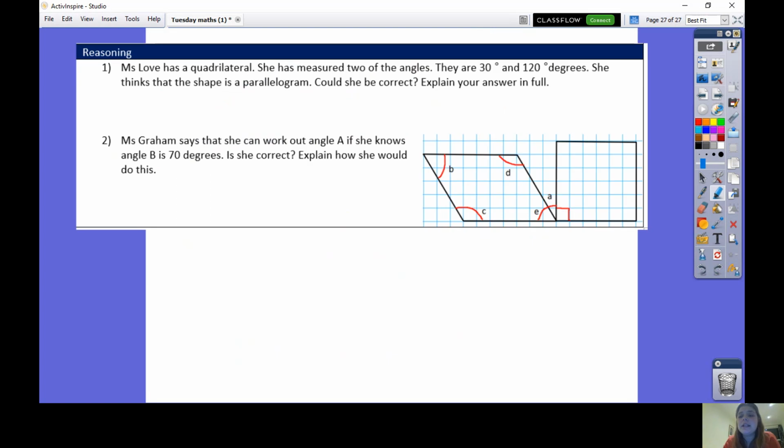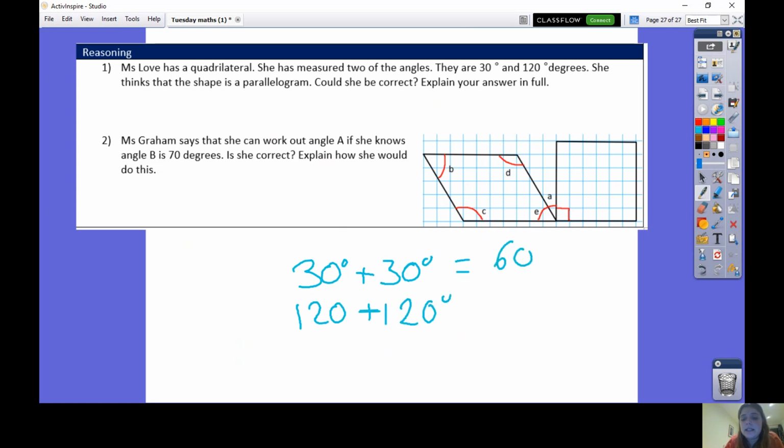Okay, if you had a go at the reasoning, I'm going to go through it now. Miss Love said that it's a quadrilateral. Well, opposite angles in a quadrilateral are equal. That means if I've got one angle that's 30 degrees, I need to have 2 angles that are 30 degrees. And if one of my angles is 120, both of them will need to be 120. So 30 add 30 is 60, 120 add 120 is 240. Let's add that up. That's 300 degrees.